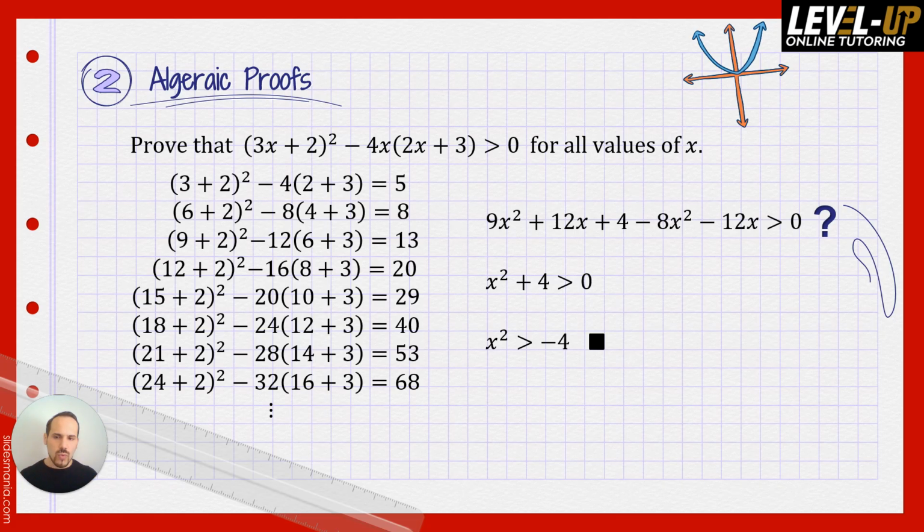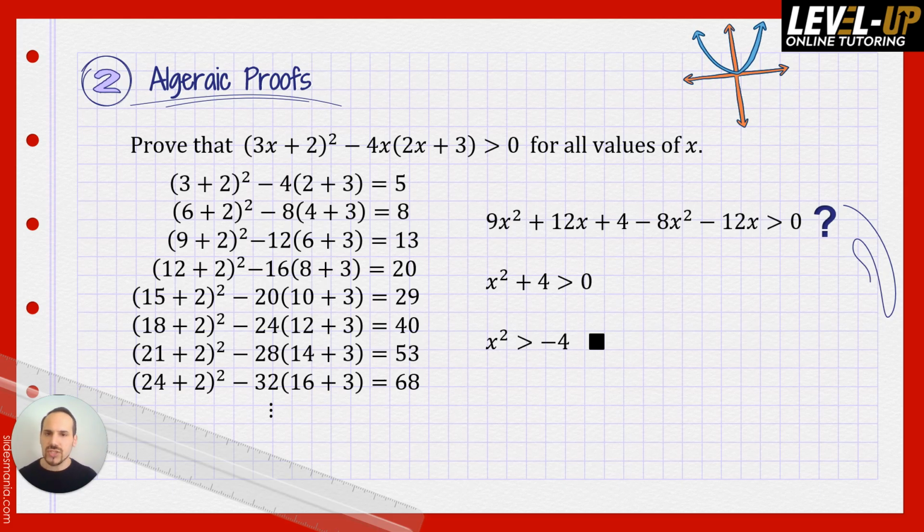So remember, when you square something, regardless of what the number is, it's always going to produce a positive number, isn't it? A positive number squared is going to be positive. But a negative number squared, like a negative times a negative, will also be positive, won't it? So therefore, we know this statement is always going to be true because x squared will always be positive. And if it's positive, then it must be greater than minus 4. So this is going to be true for all values of x.